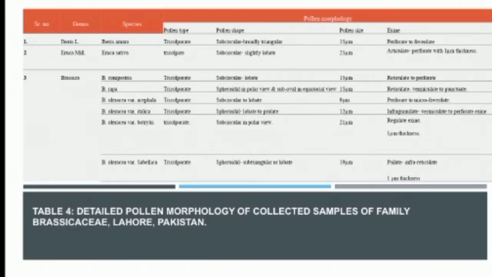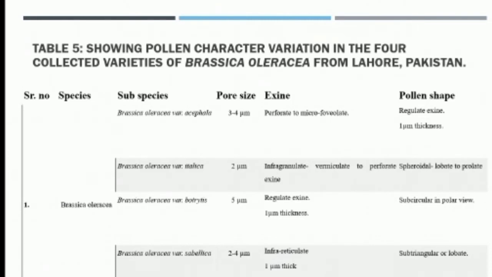Here we have given the detailed pollen morphology of the collected samples of the family Brassicaceae from Lahore, Pakistan. Their pollen type, pollen shape, pollen size, and exine ornamentation have been given in the table. This table shows the pollen character variation in the 4 collected varieties of Brassica oleracea. 4 different varieties were collected, and their pollen morphographic character variation has been shown here.